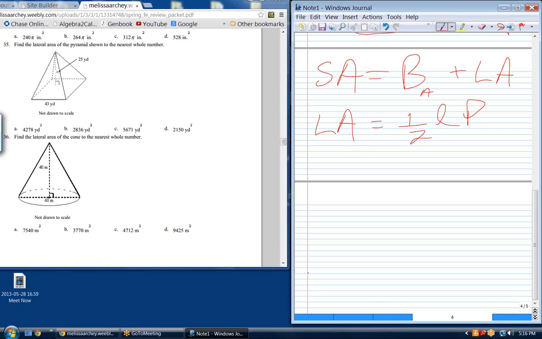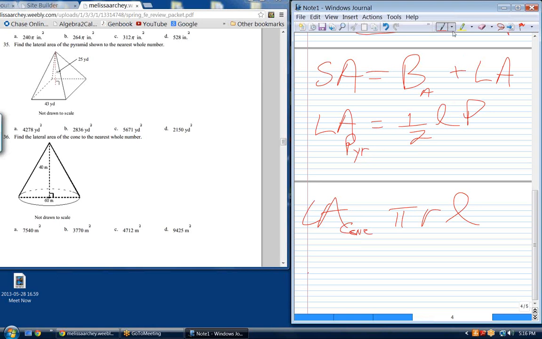Remember that the lateral area of a cone is pi R L. Well, now I'm confused. You're saying no. Lateral area of a cone. I'm bringing this up just to distinguish it from a pyramid. Right, it's not that I'm confused on.